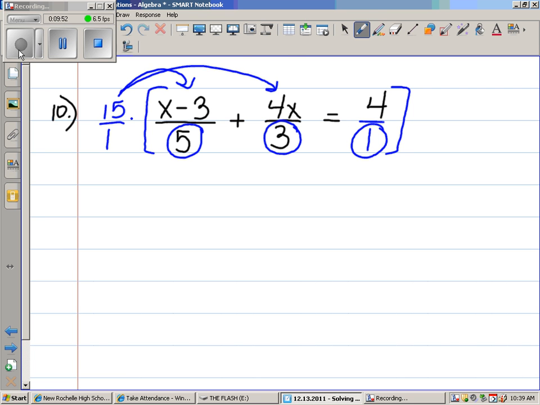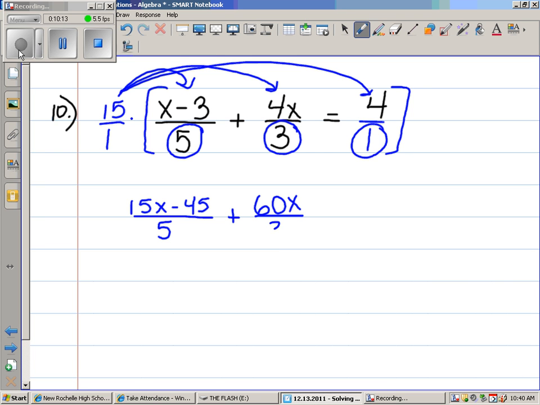We're going to distribute that inside. You ready? You're going to get 15x minus 45 over 5 plus, yeah, we are doing math jitsu, 60x over 3 equals 60.